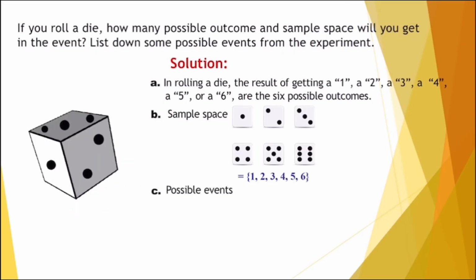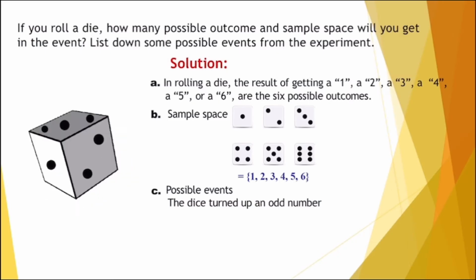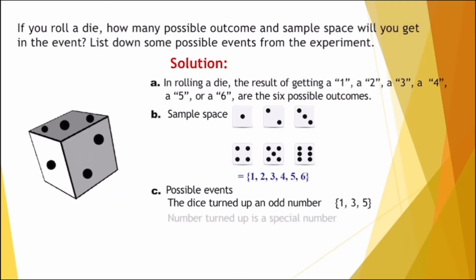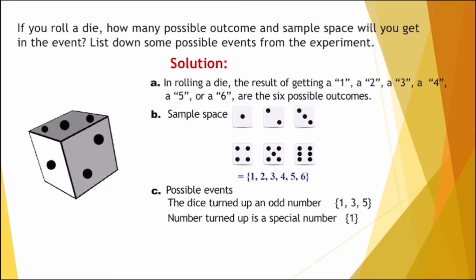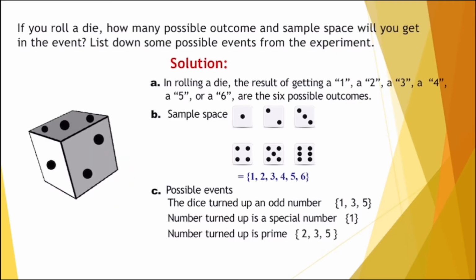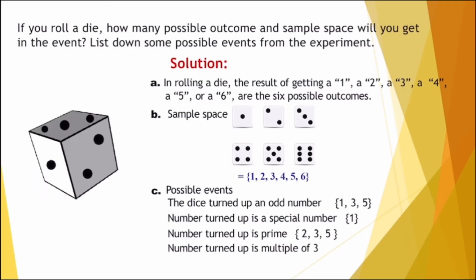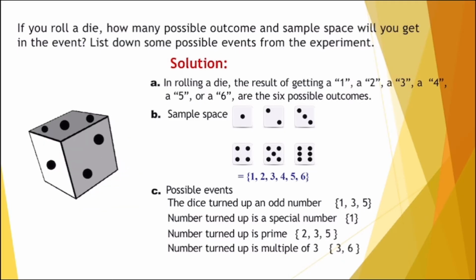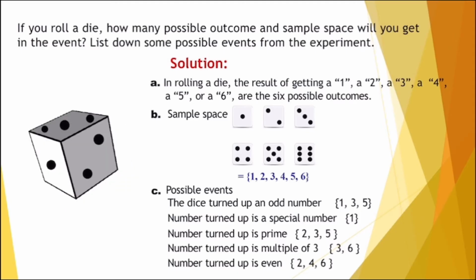And here are the possible events from this experiment. The die turned up an odd number. We have 1, 3, and 5. Number turned up is a special number, which is 1. Number turned up is a prime. We have 2, 3, and 5. Number turned up is a multiple of 3. We have 3 and 6. Number turned up is even. We have 2, 4, and 6.